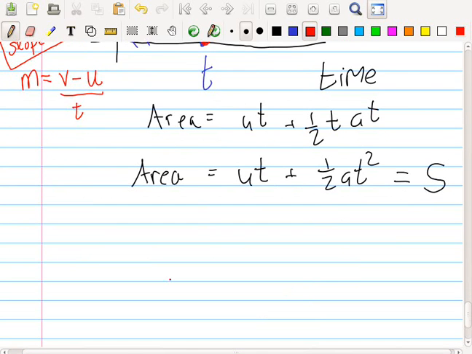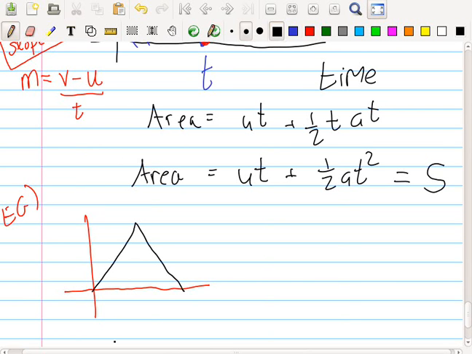So for example, maybe somebody can tell me what this graph represents. So what speed does it start at? It starts at rest, and then what happens? It accelerates to a top speed, and then when it hits the top speed, immediately decelerates back to rest.